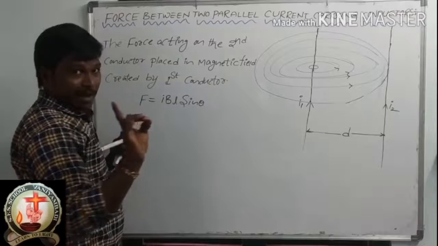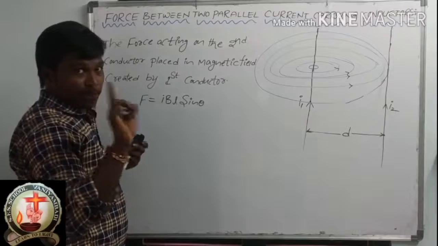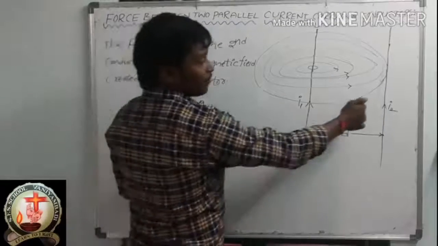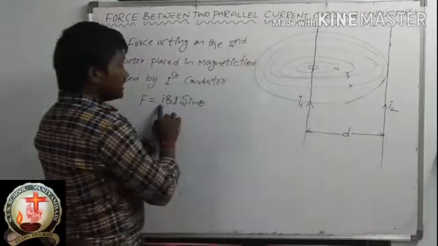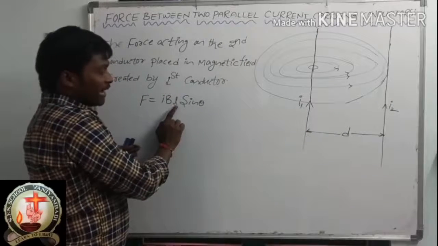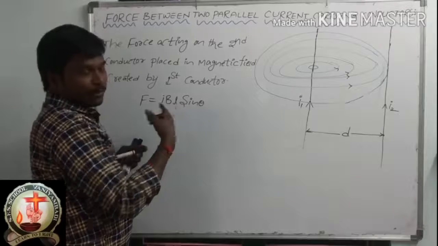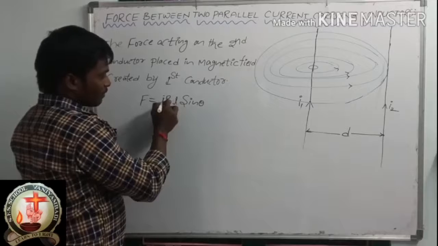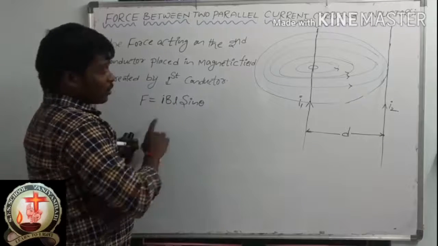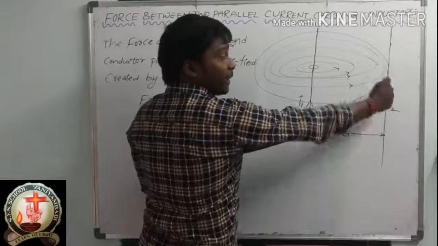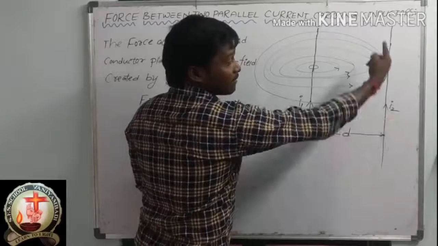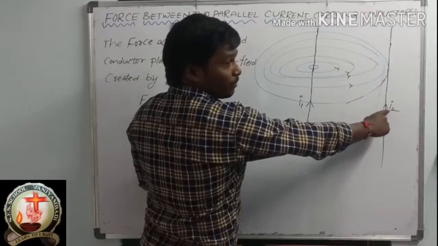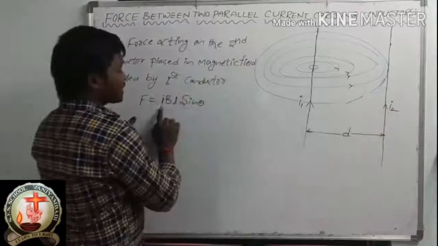But here I am making a small correction. Just listen. F is equal to IBL sin theta, right? Here I means current, B means magnetic field, L means length of the conductor, sin theta means the angle. So here, which conductor do you place in the magnetic field? The second conductor. So what is the second conductor's current? I2.